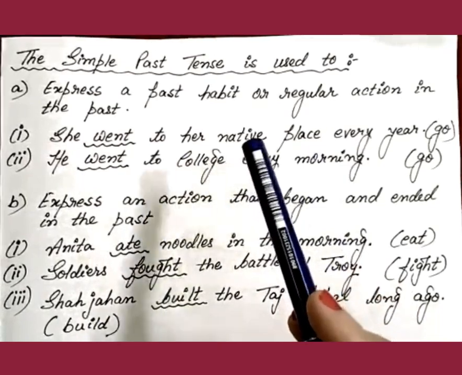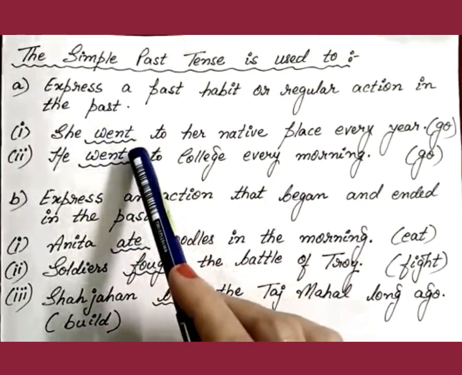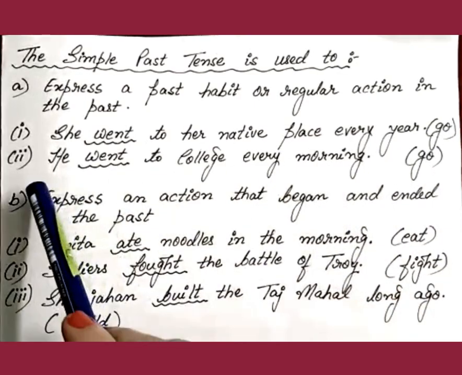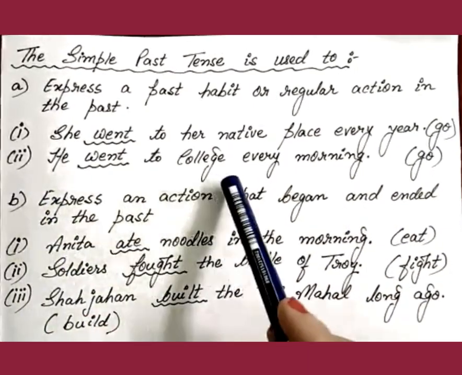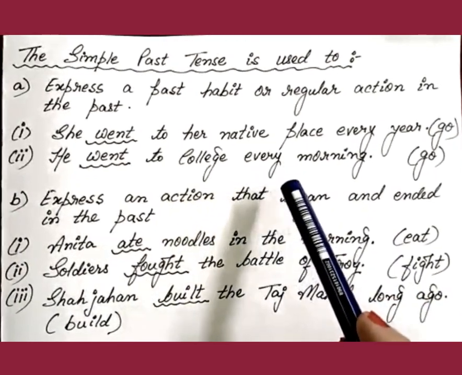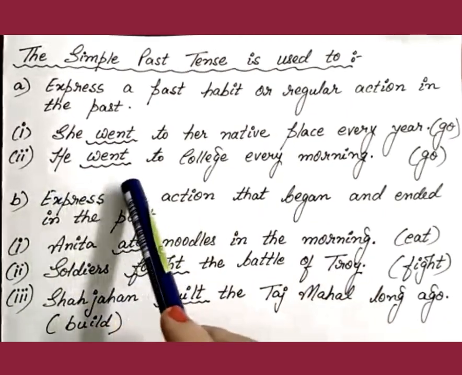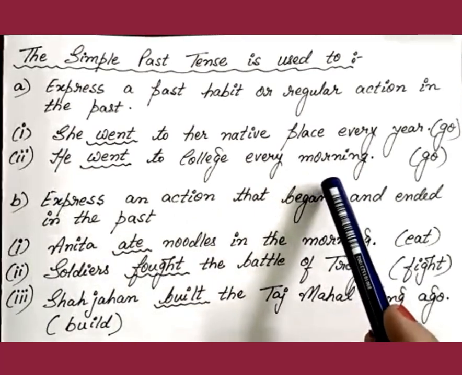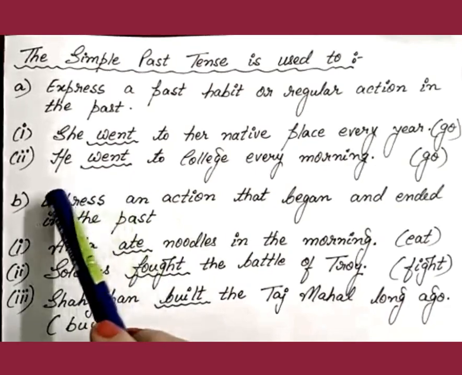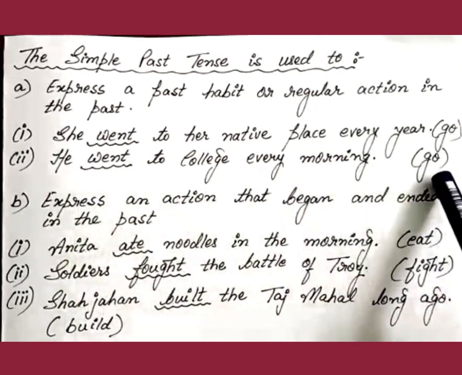But yes, of course, you have to keep in mind that this is a past habit. So the form of verb used here is went. So this is a past tense of go. We all know this. Number 2, he went to college every morning. This example again tells you that this is a regular action which he has been doing in the past. Every morning he used to do this regular action of going to college. So again we know that went is the past tense of go.